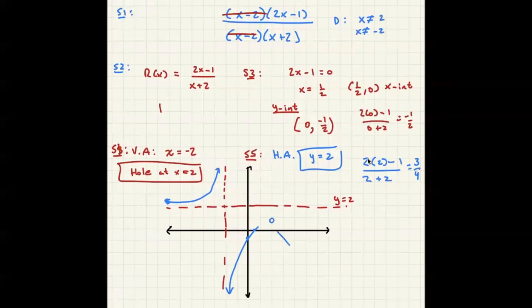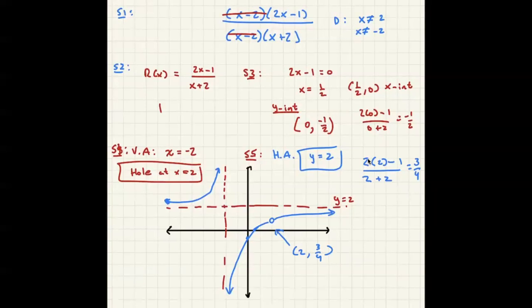That's going to be (2, 3/4). And we're not going to actually touch that point. That's a hole. And that's how we graph it. We're actually just going to skip that spot because that's a hole. And the holes are tough.